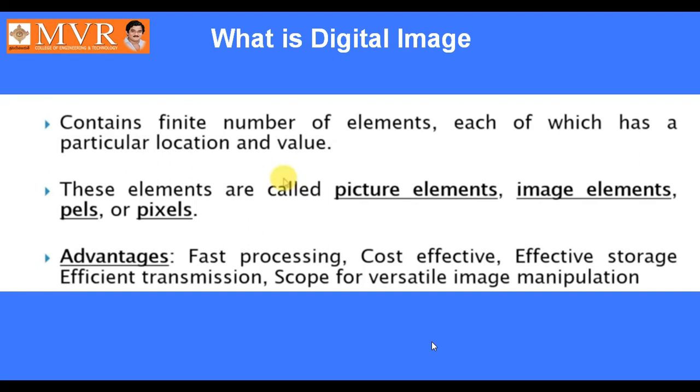So basically, what is a digital image? You know very well, it contains a finite number of elements, each of which has a particular location and value. Each element gives the location of the target and gives the digital value. These elements are called picture elements, image elements or pixels.